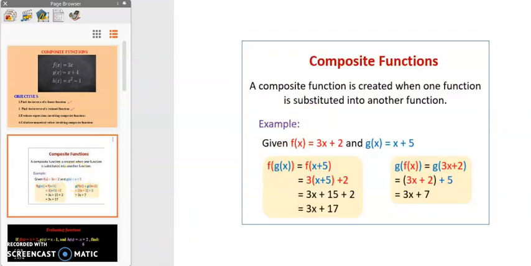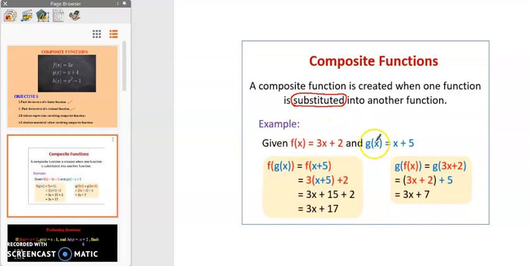So let's first define what is a composite function. And this says a composite function is created when one function is substituted into another function. Alright, so created when one function is substituted. Look at this word, substituted. Right? So the two functions have to merge in some way or form.